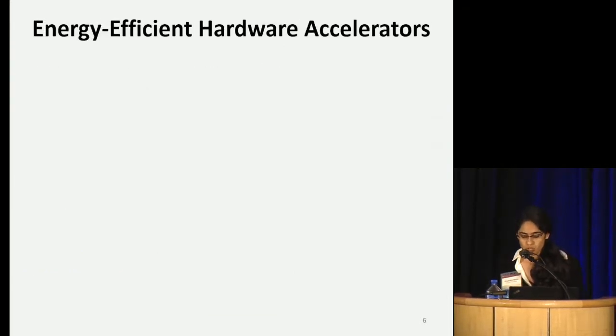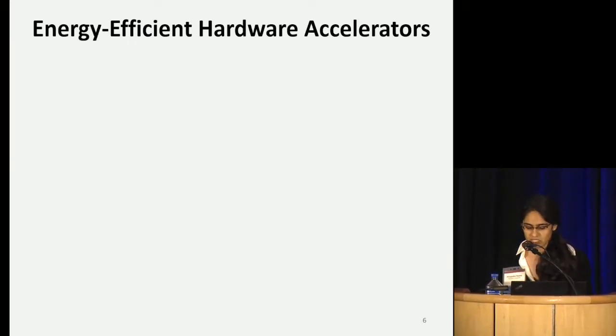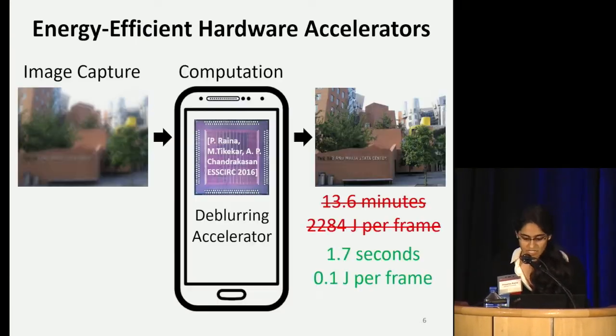So my approach to solving this problem has been to design dedicated, energy-efficient hardware accelerators for complex applications. For example, in case of deblurring, using the accelerator, we can bring down the energy to 0.1 joules per frame, which means that now you can deblur thousands of photos without exhausting your battery life. Therefore, accelerators such as these are critical to enabling new applications on consumer phones.